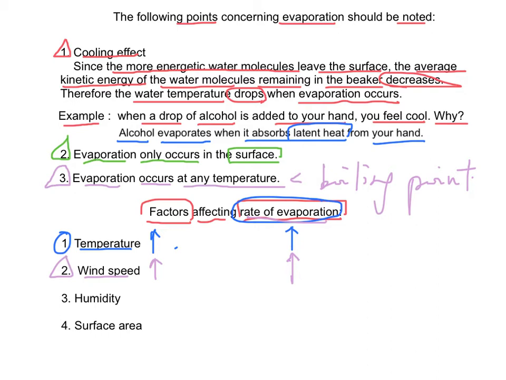The third factor is humidity. Humidity means 濕度。The higher the humidity, the rate of evaporation decreases. The fourth factor is the surface area. The larger the surface area, the higher the rate of evaporation.